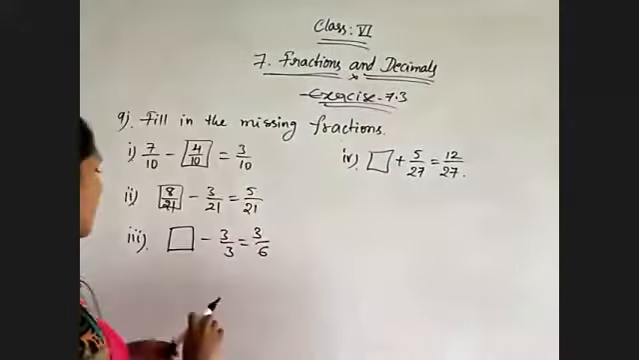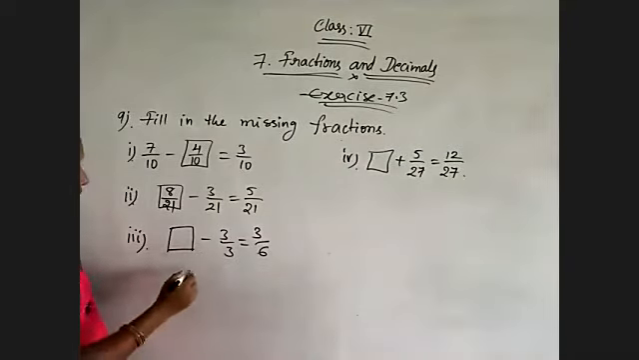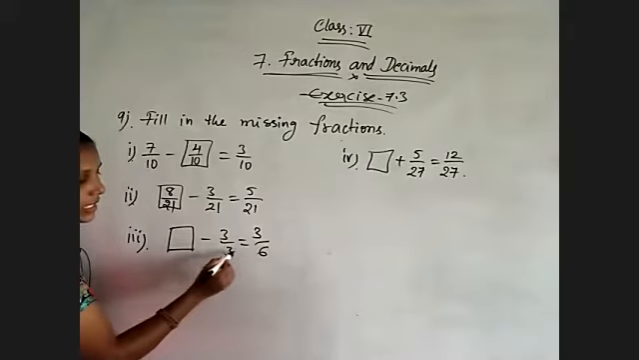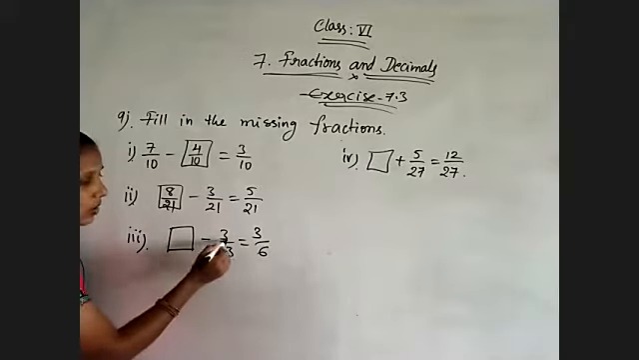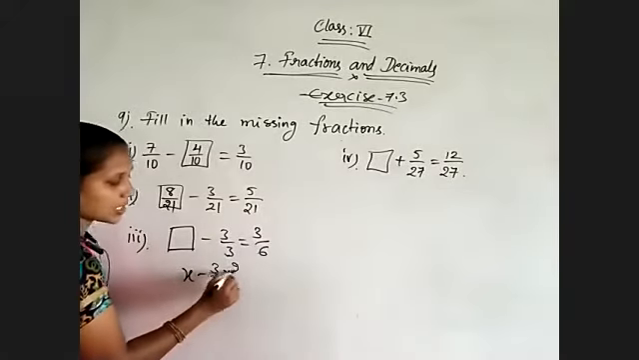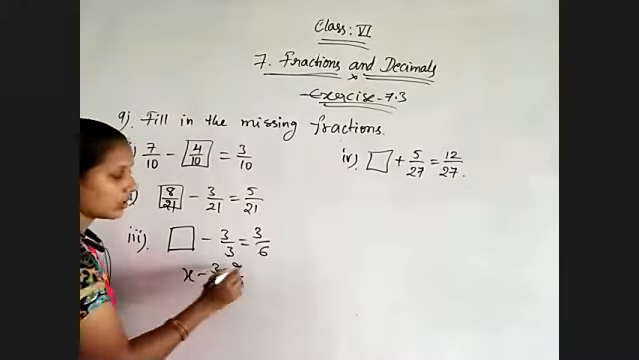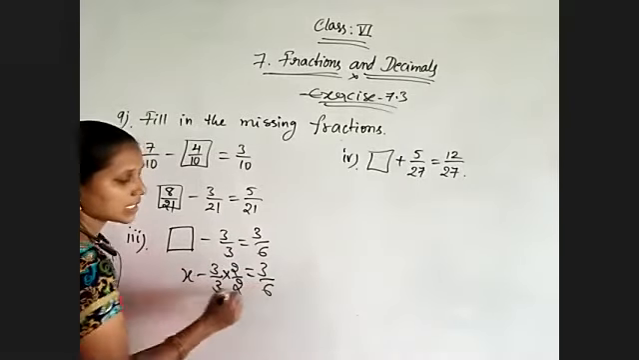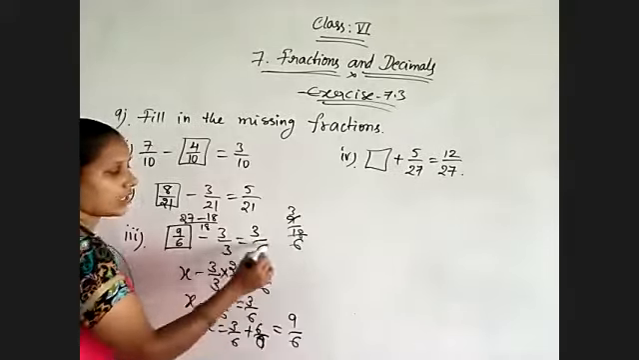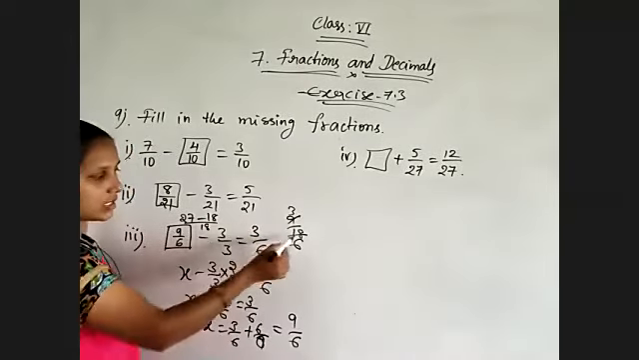Because of this, what we will do, see, 3 and 6. In 3 times 2 we will get 6. So convert this 3 by 3 into an equivalent fraction by multiplying with 2 by 2, which is equal to 6 by 6. Three 2s are 6, three 3s are 9, three 6s are 18. Why? Because here they are given 3 by 6.